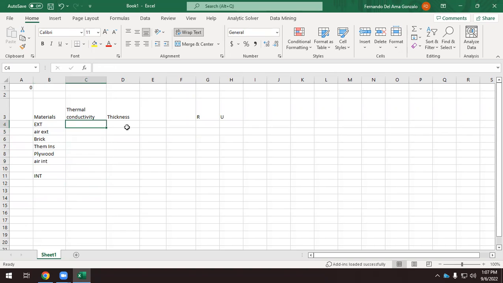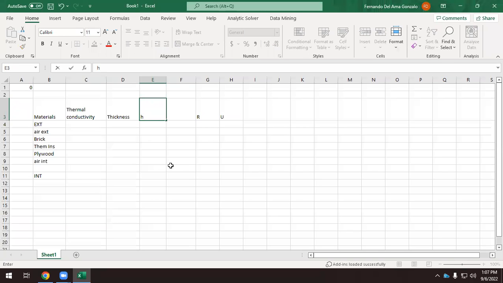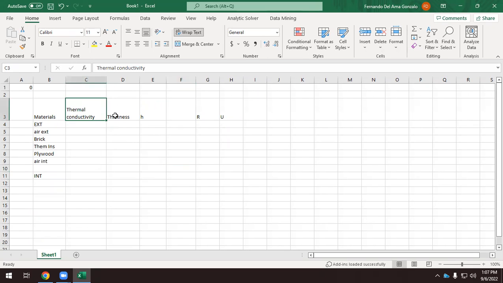And then we have thermal conductivity, we have thickness, and for the air, we don't have thermal conductivity or thickness. We have this H value, which is the coefficient for convection and radiation. Okay, thermal conductivity, thickness, and H. I want you to include the units. Okay, so the units are important. What are the units of thickness? We're going to use inches.